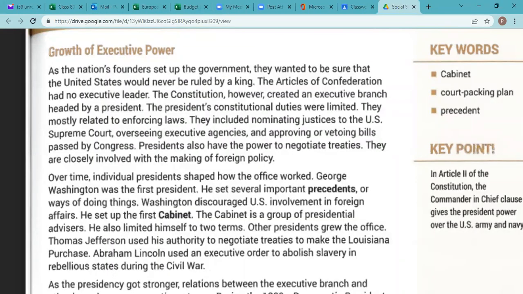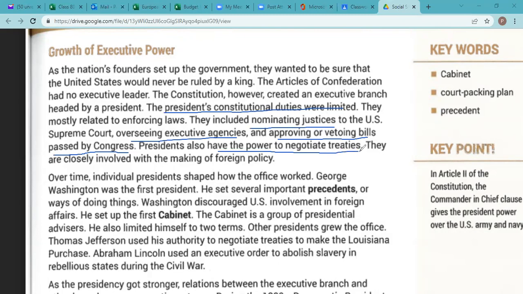And so we were in the middle of what the president's duties are. And we said nominating the justices, overseeing executive agencies, and approving or vetoing bills that have been passed by Congress. Now, presidents also have the power to negotiate treaties.